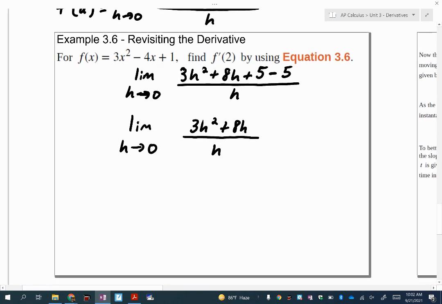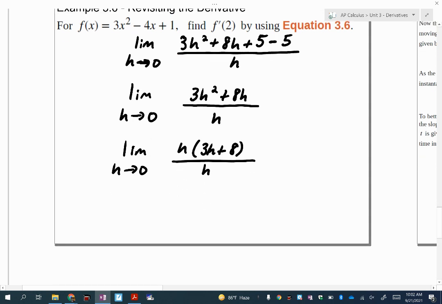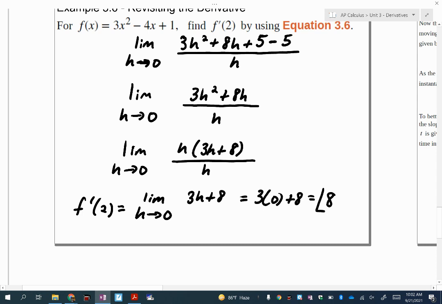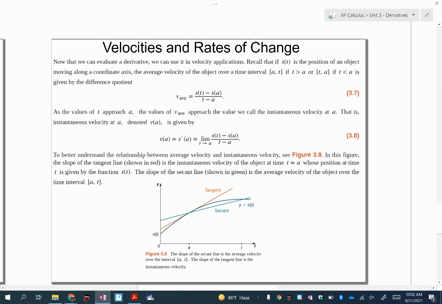And now, you can notice that I need to factor out an h in the numerator. So h times 3h plus 8, over h. So the h is going to cross out. So we have f prime of 2 is the same as the limit as h approaches 0 of 3h plus 8. If I plug in 0 for h, I get 3 times 0 plus 8, which is just 8. All right, that was amazing. Again, I knew I was going to get 8, but just using that different formula. Okay, let's go to the last part.